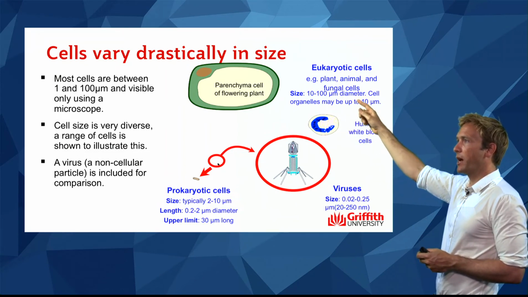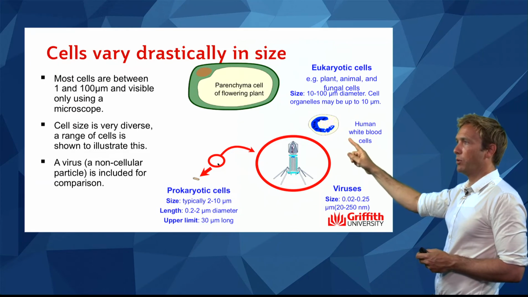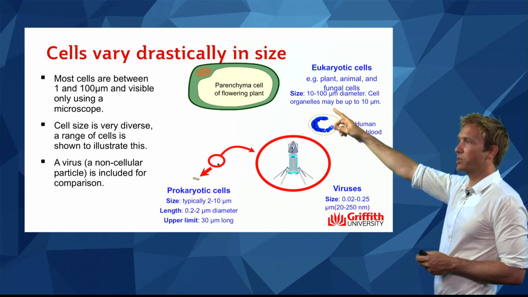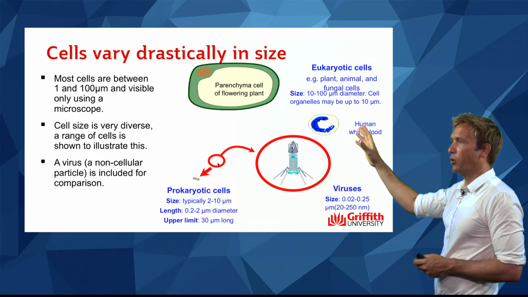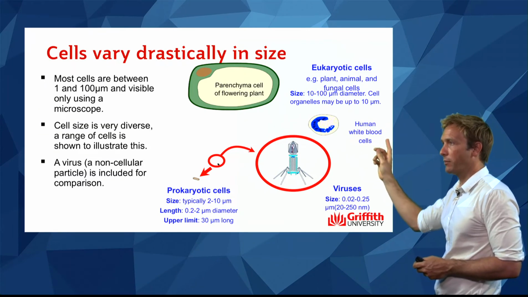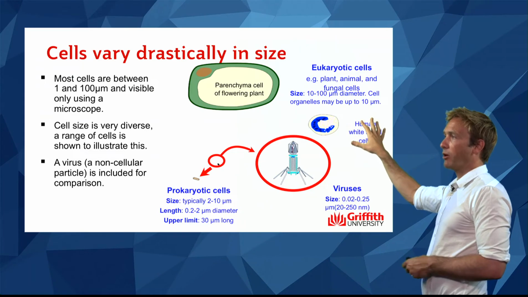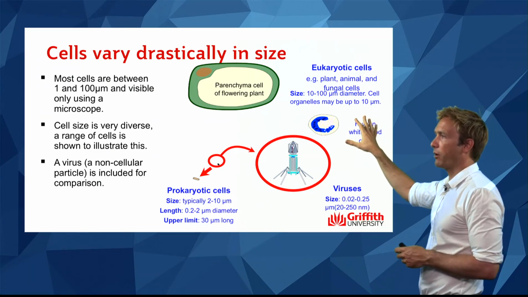The next one down over here is a human white blood cell. You can see it's comparatively smaller than the plant cell, but it is, again, relatively large compared to some of the others. So these are all eukaryotic. We're going to talk about the eukaryotic cells.